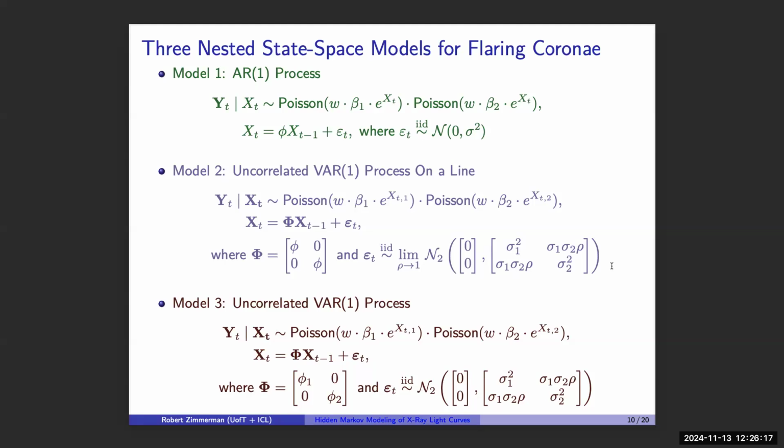And then finally, in model 3, we have an uncorrelated vector autoregressive process. That's like before, but we don't assume that the correlation parameter goes to 1. Instead, it's just some value between -1 and 1, and that's given by this model down here.